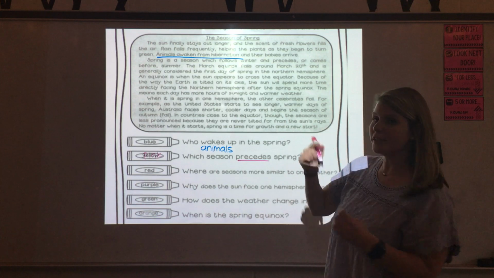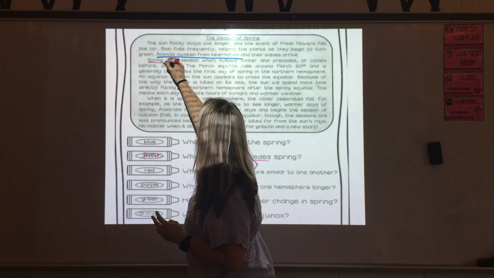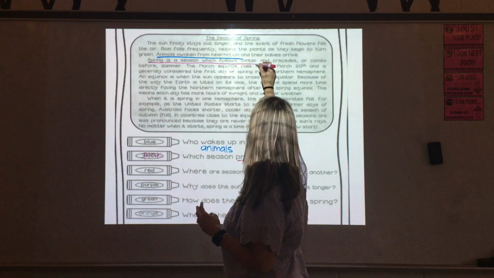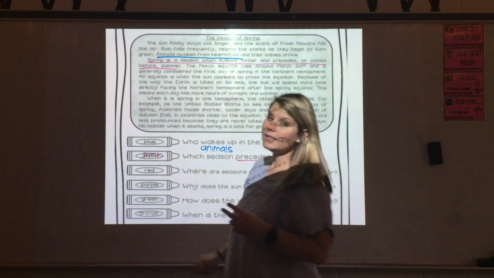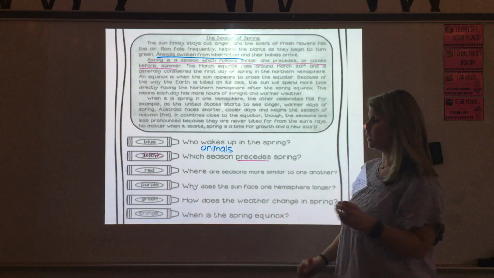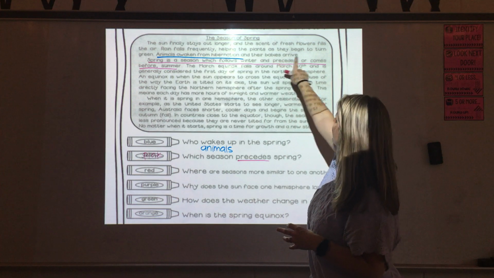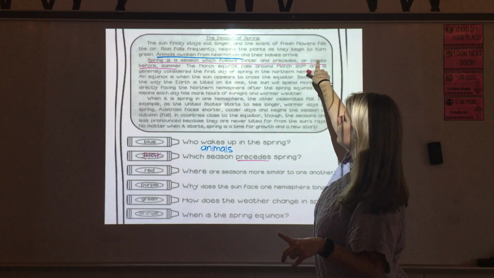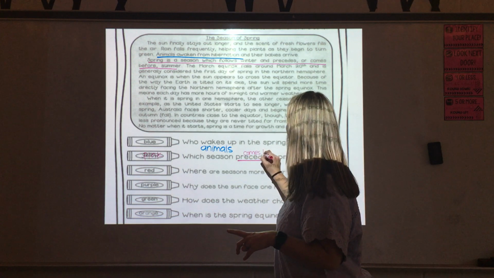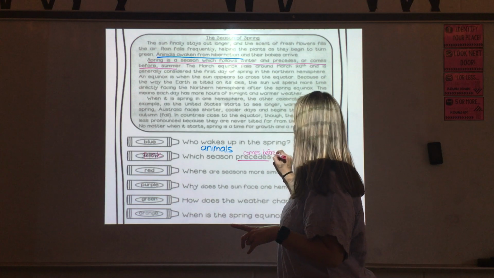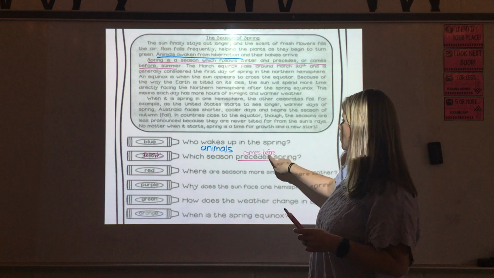So if I look at the first sentence in my second paragraph, it says spring is a season which follows winter and precedes, or comes before, summer. So it's really important for us to understand what the word precedes means here. And it says precedes, or context clues, comes before. So precedes means, I'm going to write this so I don't forget, comes before. So this question is asking us which season comes before spring.